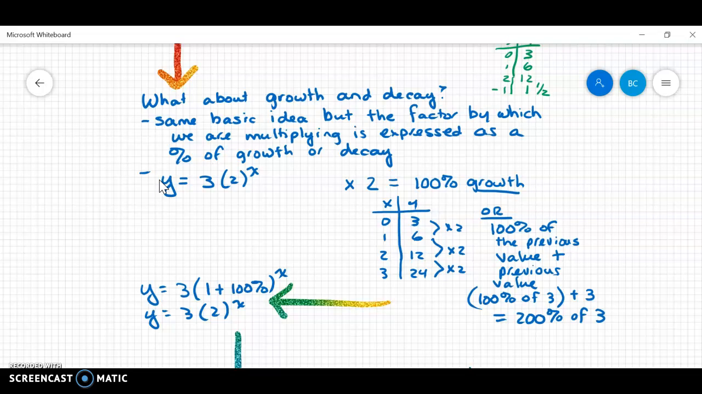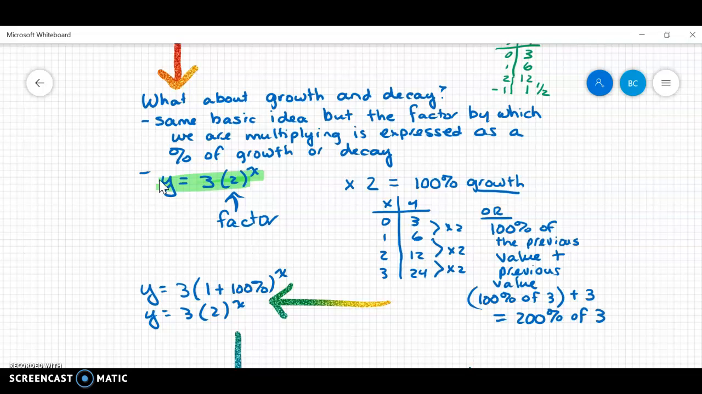So I'm going back to my basic example. This was the equation that I used up above. And I'm starting at 3. I'm multiplying it times a factor of 2 each time. So I'm calling this my factor. But in real life situations, we don't always say that it increases times 2.